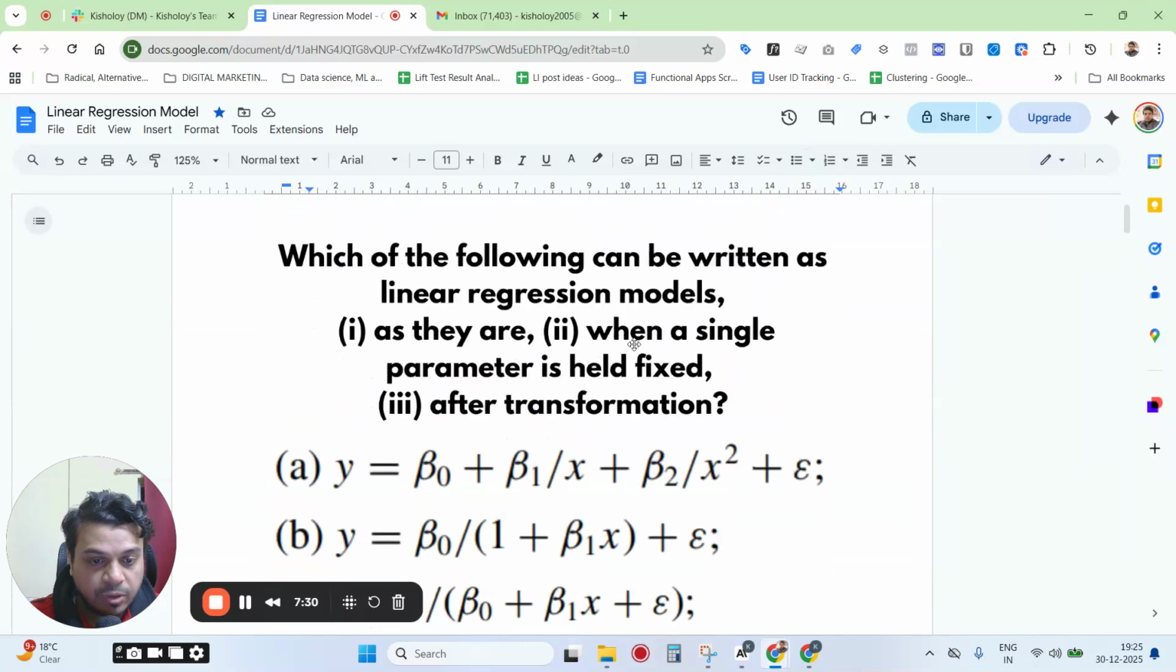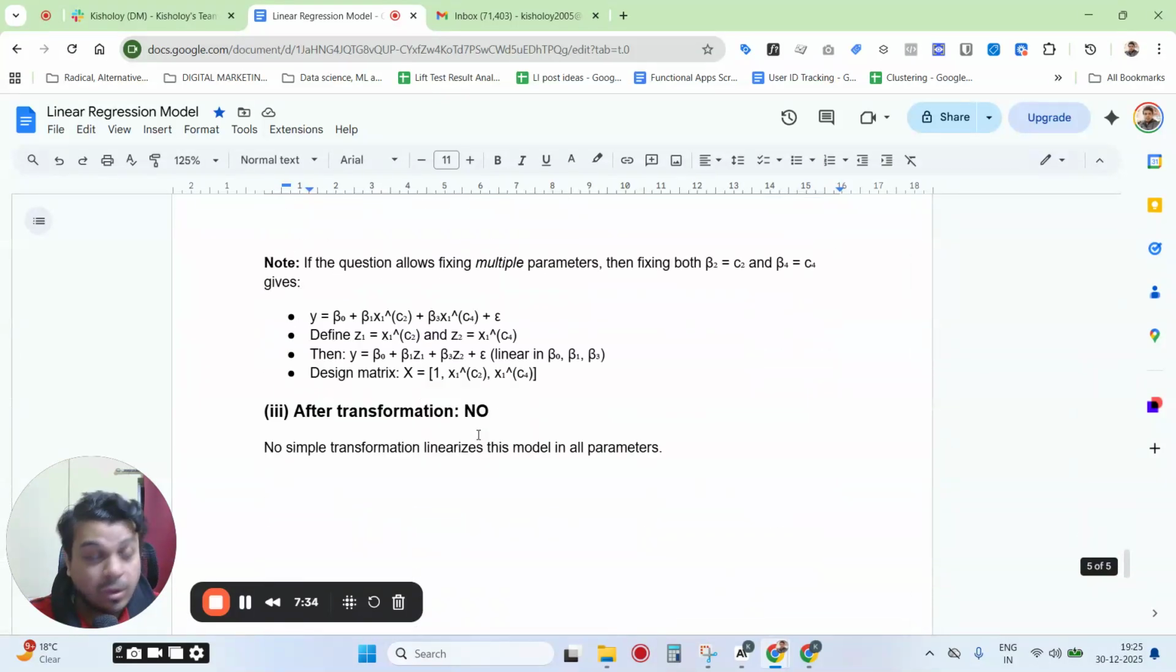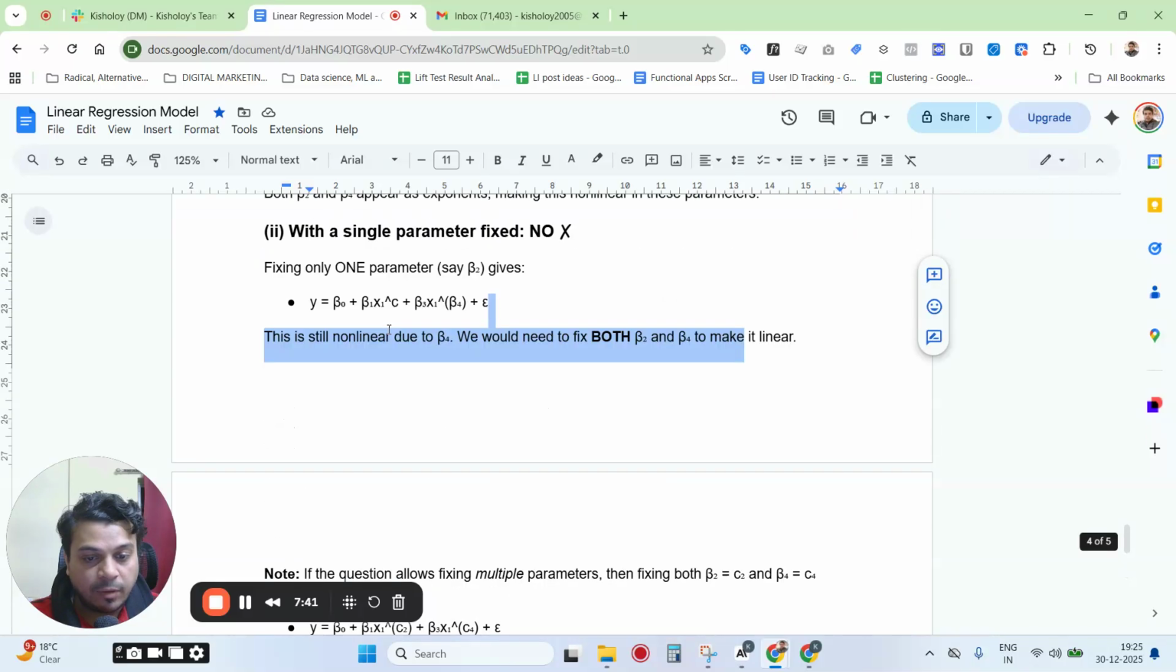If you read the question, it says when a single parameter is fixed. So I'm just rushing through it because I wanted to give you a quick understanding. You can see this video, you can just pause it and take your time. You're going to have to give that amount of time anyway, but this document itself is very self-explanatory as well.